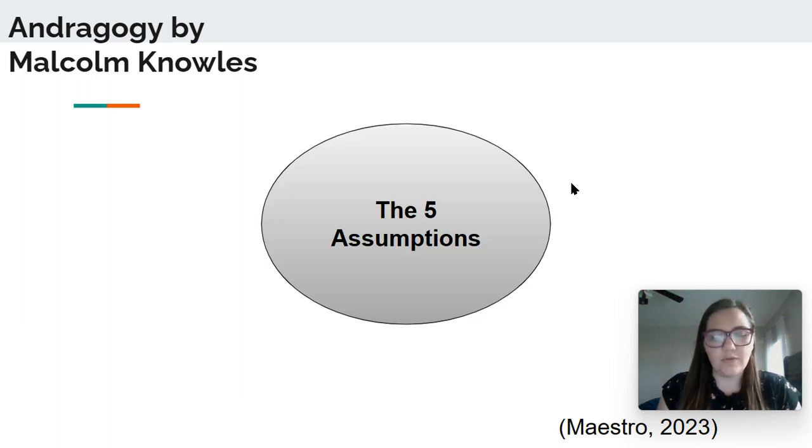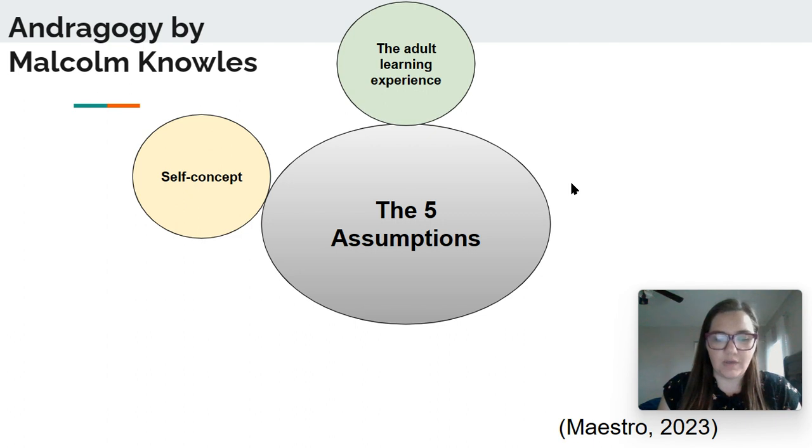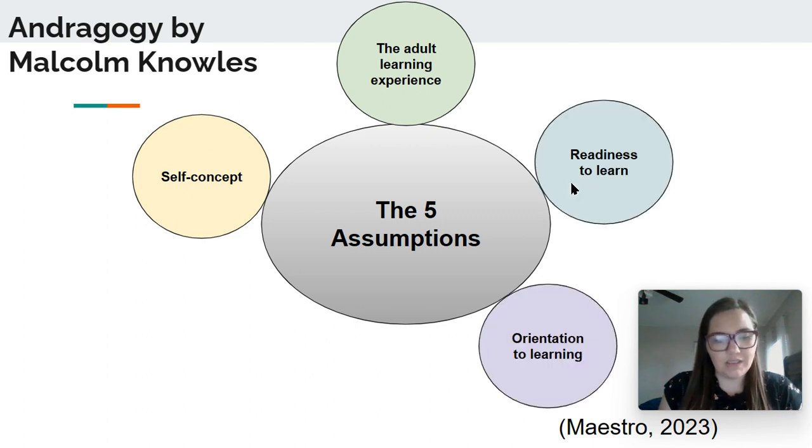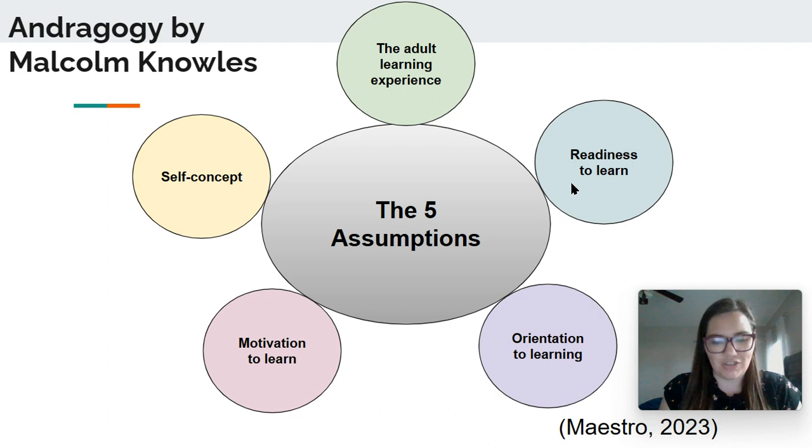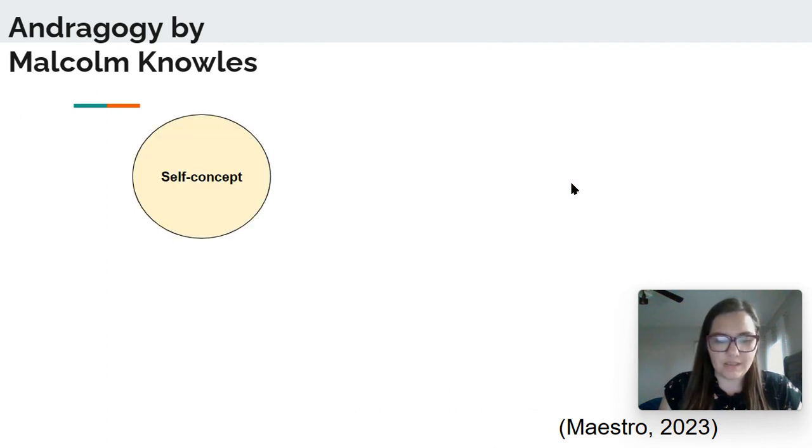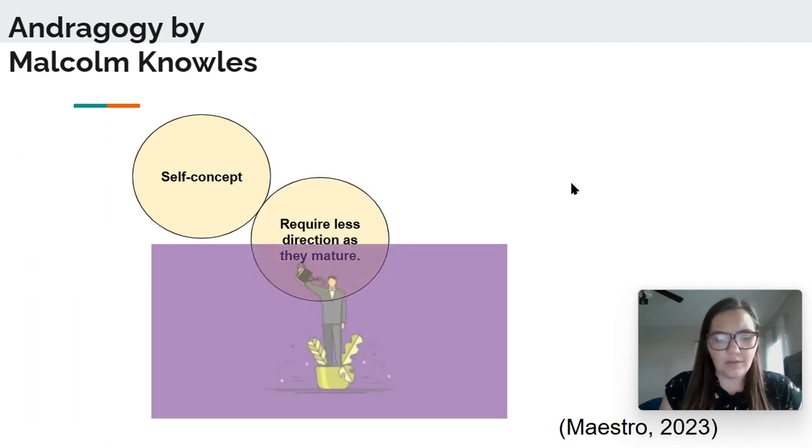These assumptions include self-concept, the adult learning experience, readiness to learn, orientation to learning, and the motivation to learn. The first assumption, self-concept, is that as individuals mature, they become more independent and self-directed. They want to have ownership over their own learning.